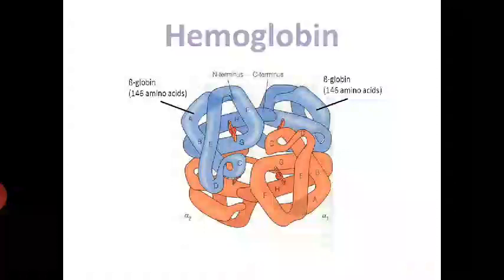Now let us see the structure and functions of hemoglobin, the next respiratory pigment. Here we can see the structure of hemoglobin, where the primary, secondary and tertiary structures are as in the case of myoglobin. But it is a tetramer of myoglobin. That means hemoglobin has 4 subunits, so 4 myoglobin units are there.